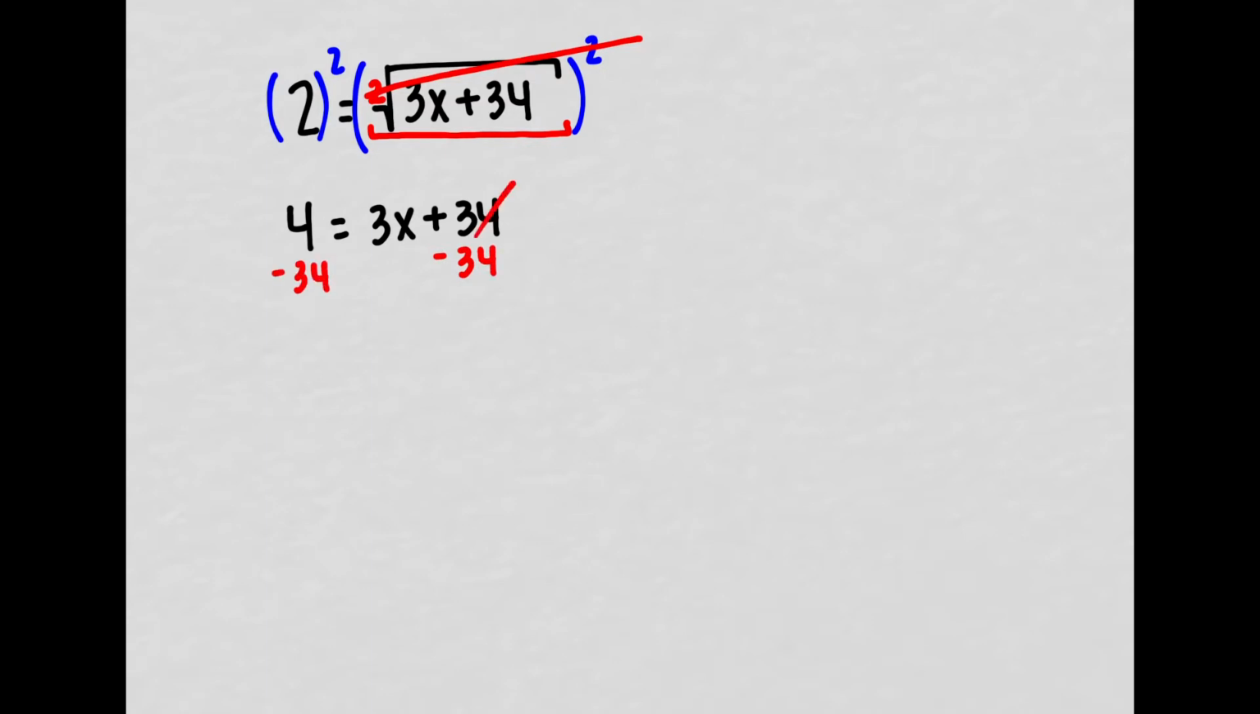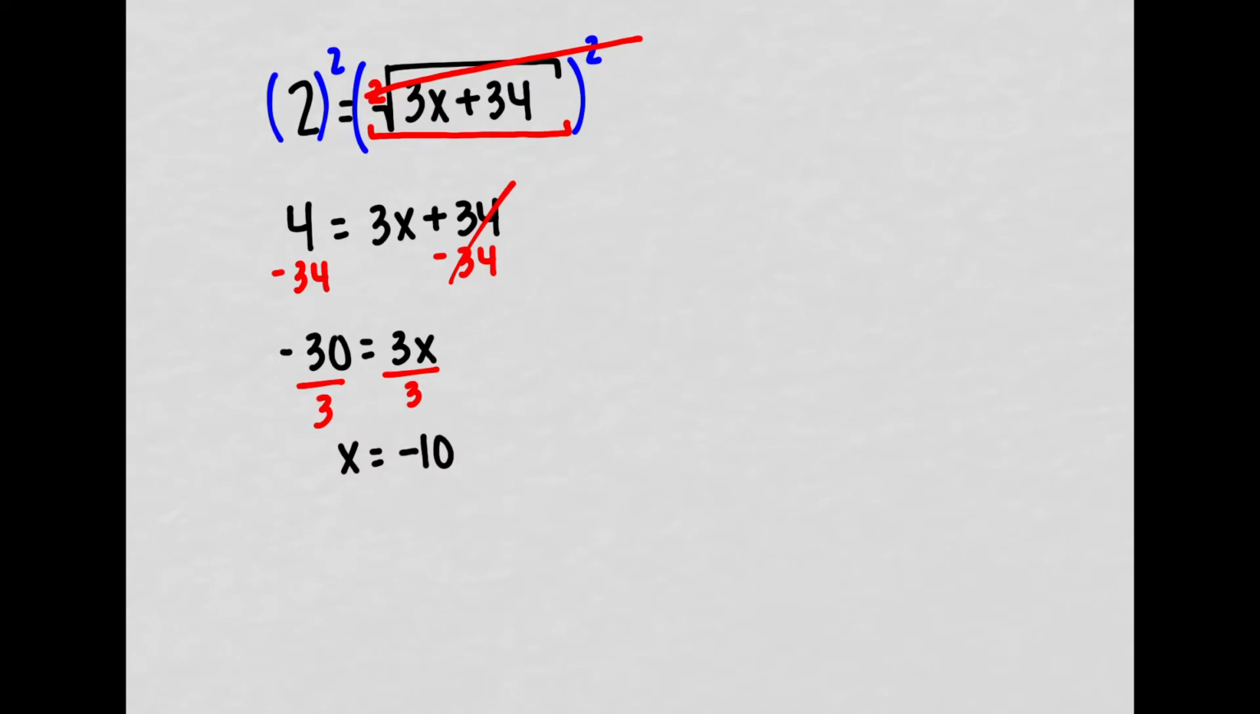When I do that on the right, it cancels out. On the left, I have 4 minus 34. That leaves me with negative 30 is equal to 3x. And your last step here to solve for x is to divide both sides by 3. So x is equal to negative 30 divided by 3, which gives you negative 10.